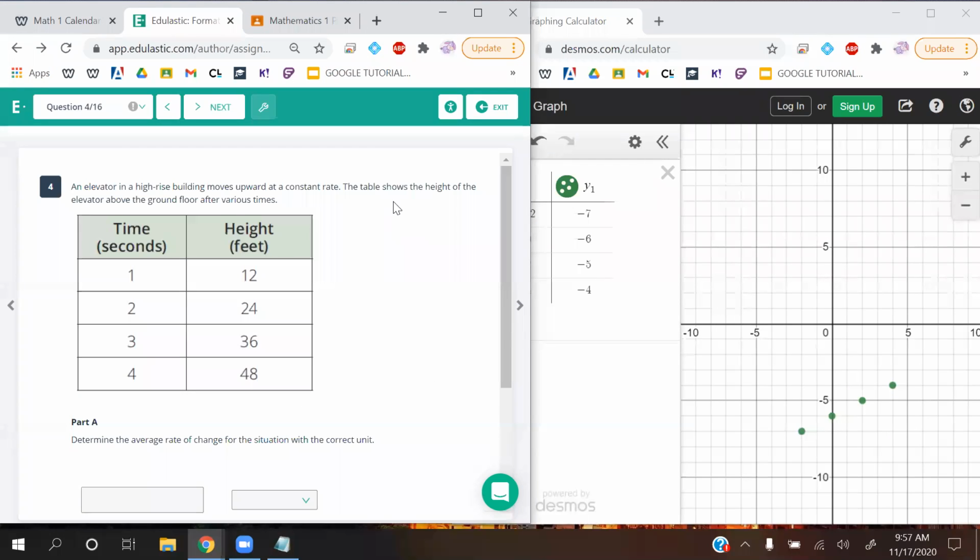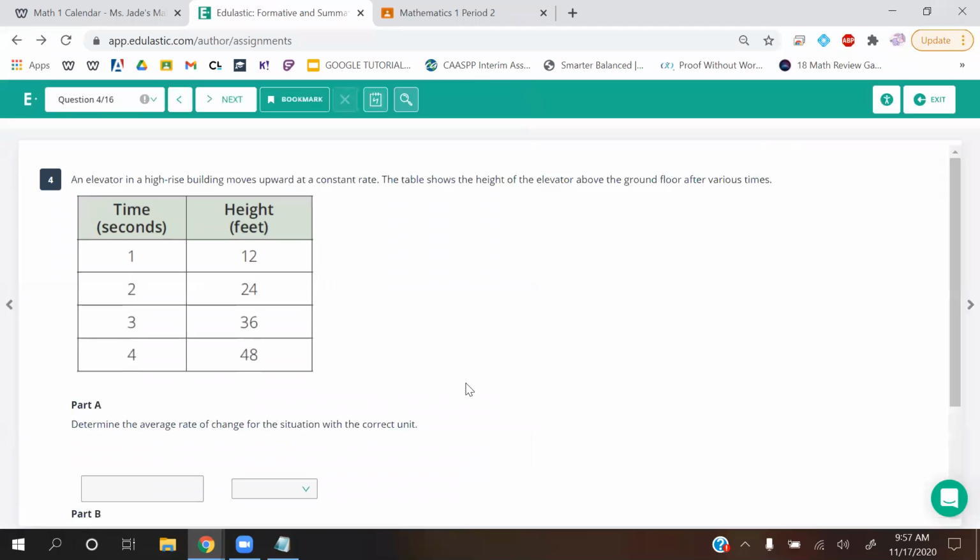An elevator in a high-rise building moves upward at a constant rate. The table shows the height of the elevator and ground after various times. Determine the average rate of change for the situation with the correct unit. So let's annotate.